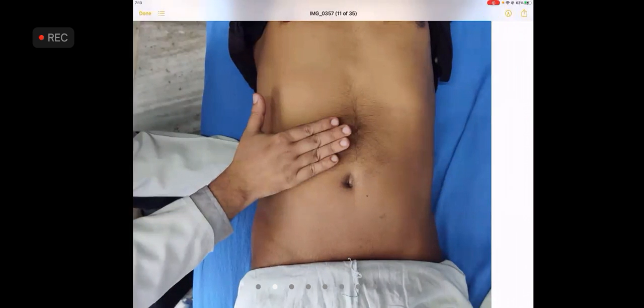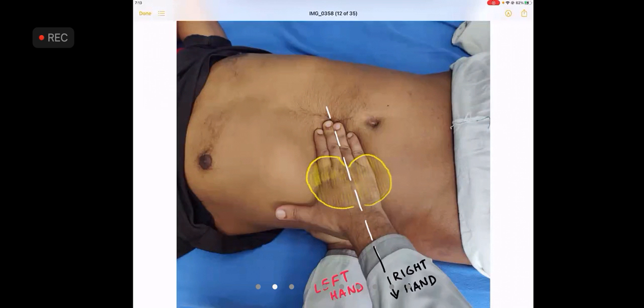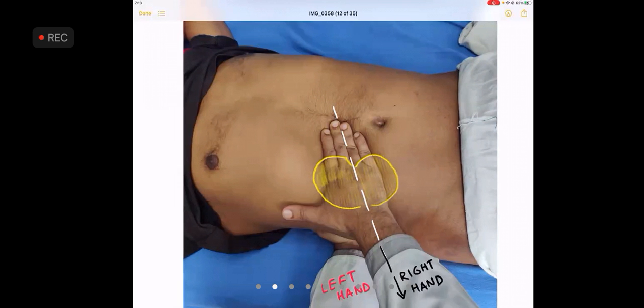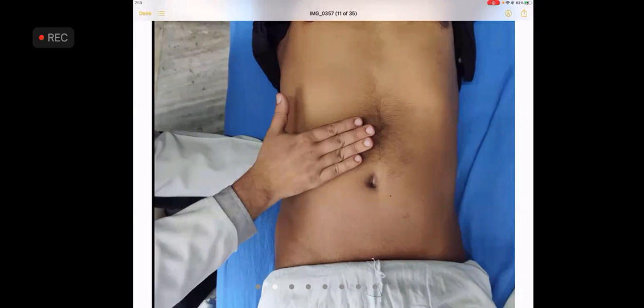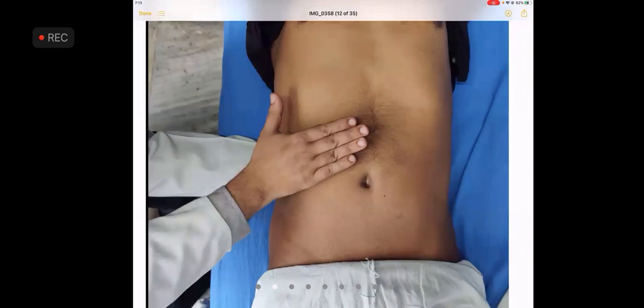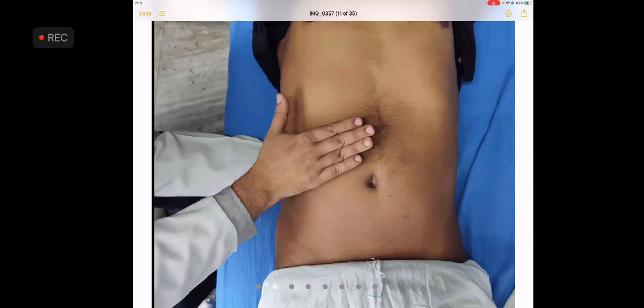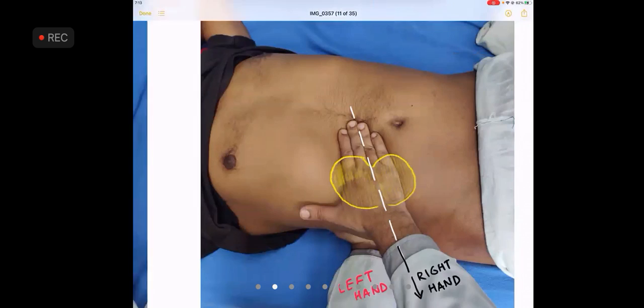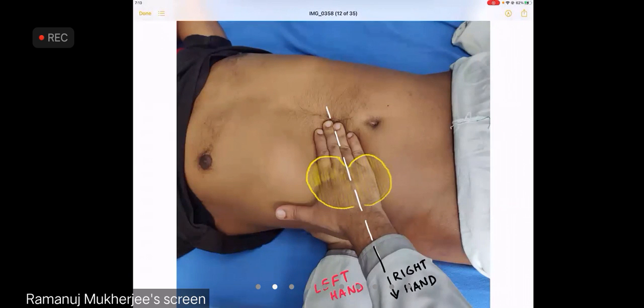So what is important is, in a right kidney palpation, you have to take two hands. The right hand, so please see my right hand, and the left hand is, right is up, left is down. And can you see the way I have kept the hands? Hello? Yes, sir. Yes, sir.